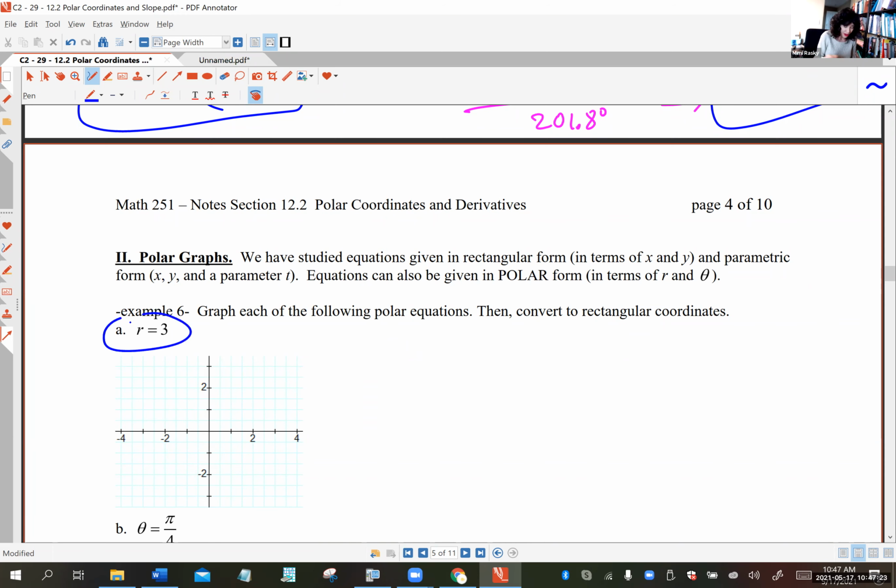Let's graph r equals 3. If I didn't have my graphing calculator, I could actually do this one by hand. It's the set of all points that are exactly 3 units away from the pole. Here's the pole. So roughly right about here is 3 units away, 3 units away, 3 units away. I would get a tape measure and graph every single point that's 3 units away, and I would get a circle. That is a sad looking circle, but those are all the points that are exactly 3 units away from the pole.